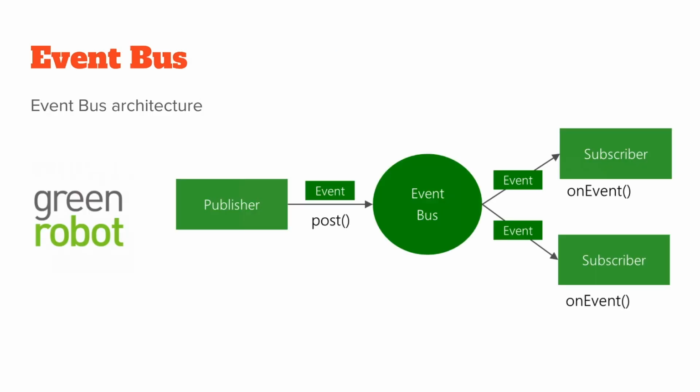So this is Green Robot's illustration of their observer design pattern. You have a publisher, which is going to be the instantiator of that event or that notification. That event gets posted to EventBus, and EventBus keeps track of who its subscribers or its observers are, and it'll call a particular callback on that object. And in this case, it has two different subscribers that care about that event.